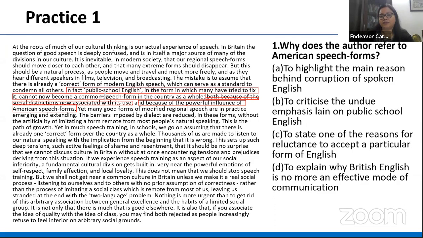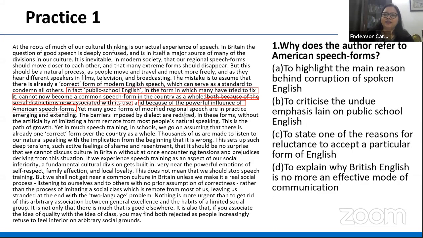So two reasons that he gives. Social distinction: you're connecting quality with the class, which is wrong. Second, these days so many regional forms are emerging, American speech forms, etc., so you can't just have one standard.